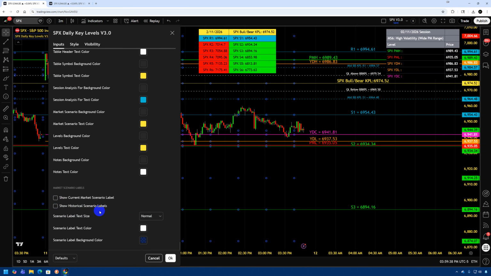Also, there are historical scenario labels. We'll get into that when we go more into the expanded historical levels that have been added, including these historical scenario labels. But just keep in mind that now when you're looking back on historical sessions and other levels in historical sessions, you also have historical market scenario labels, so you can go back and look at each session, and you'll know what market scenario that session was.